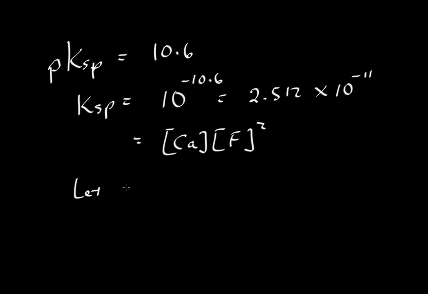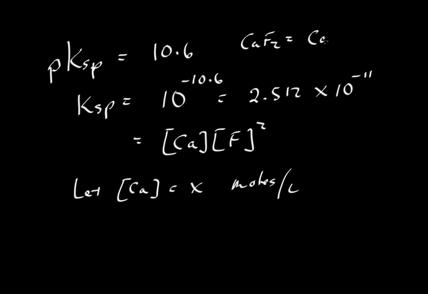And we're going to play a little mathematical trick. We're going to let the concentration of calcium be X in moles per liter. And if the concentration of calcium is X, then when we dissolve 1 mole of fluorite to get calcium ion plus 2 fluoride ions, whatever the concentration of calcium is, the concentration of fluoride must be 2 times that amount, right? If we have 1 mole of calcium here, we must get 2 moles of fluoride here. So if the concentration of calcium is X, then the concentration of fluoride must be 2X. And so we can combine these.